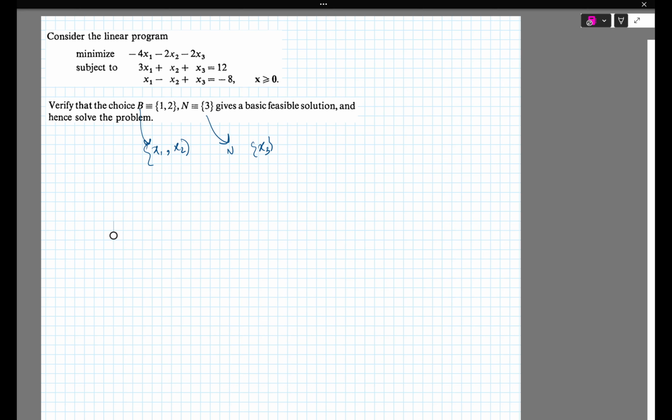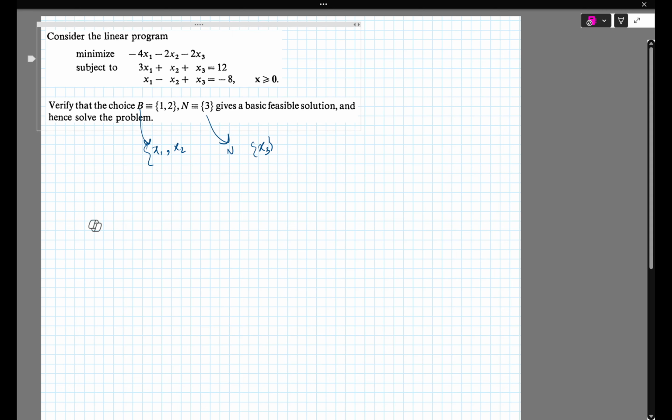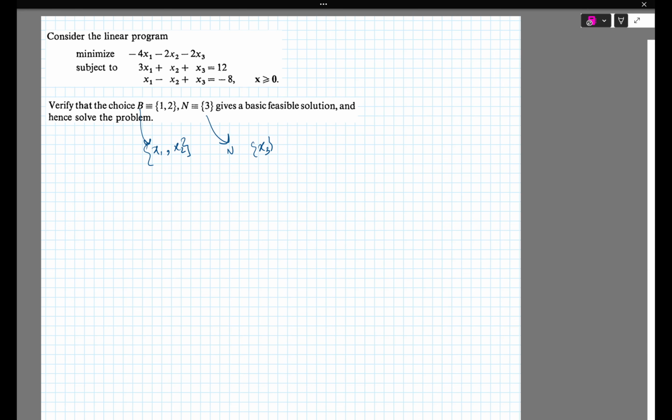For the basic variables, an identity matrix has to be there. So xB is the vector (x1, x2), and xN is the vector x3. That is what this means.